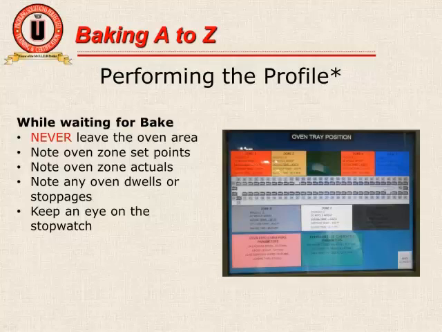Time goes by quickly. Be present at the oven exit early. It could be anywhere from right around the corner to 200 feet down the factory floor through a labyrinth of conveyor belts. Be there early.